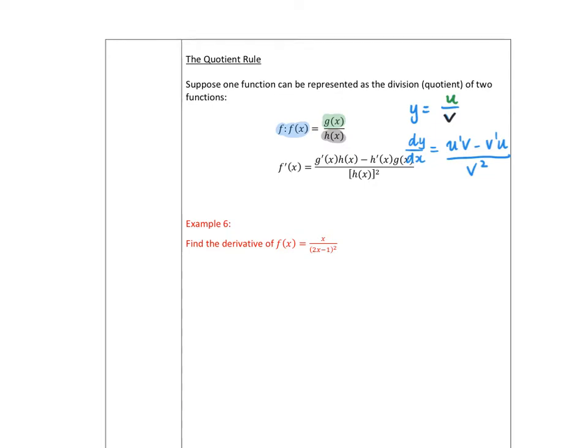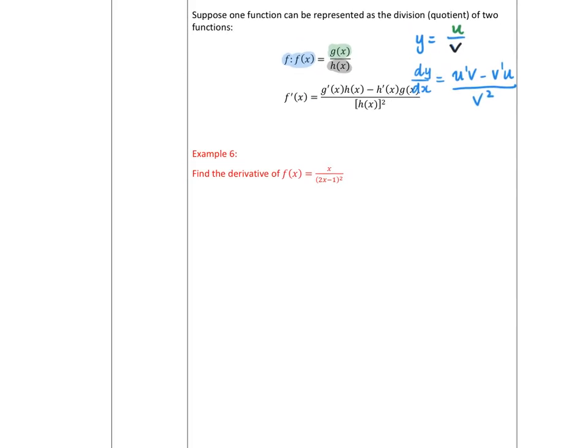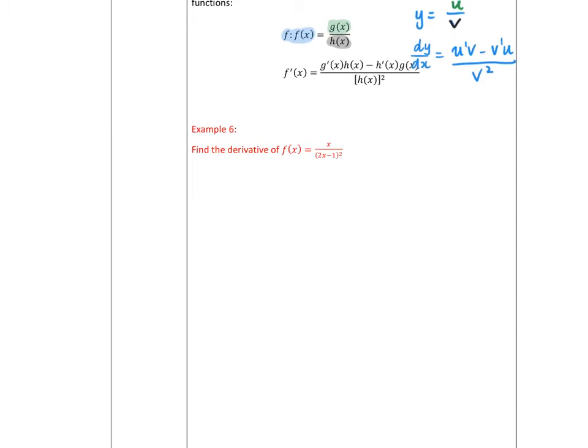Putting this into context of an example, find the derivative of f of x, where f of x is equal to x divided by (2x minus 1) squared. So our function for u in this case, we might call x, and our function for v, (2x minus 1) squared. So if we start simply by labelling what our u and v is: u equals x and v equals (2x minus 1) squared.